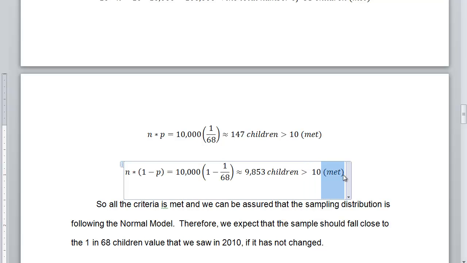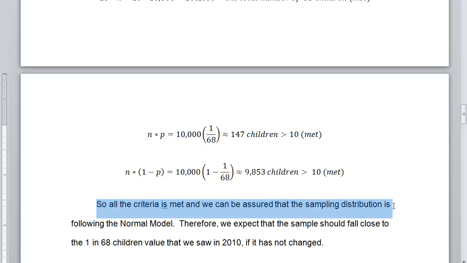Quick note, if you take 147 and you add it to 9,853 children, you actually get 10,000. Those two numbers should add up to the sample size. All right, so all the criteria is met, and we can be assured that the sampling distribution is following the normal model.